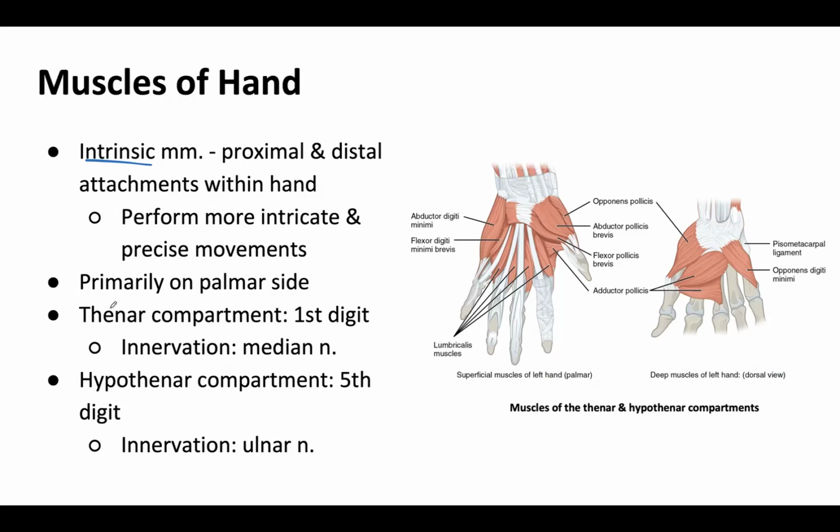The thenar compartment is located on the lateral side of the palm. These muscles are innervated by the median nerve, which is unique as most intrinsic hand muscles are innervated by the ulnar nerve. And these muscles are going to affect the joints of the first digit. On the opposite or medial side, there is the hypothenar compartment, another bulging but a smaller collection of muscles, and these will move the joints of the fifth digit, and these are innervated by the ulnar nerve.